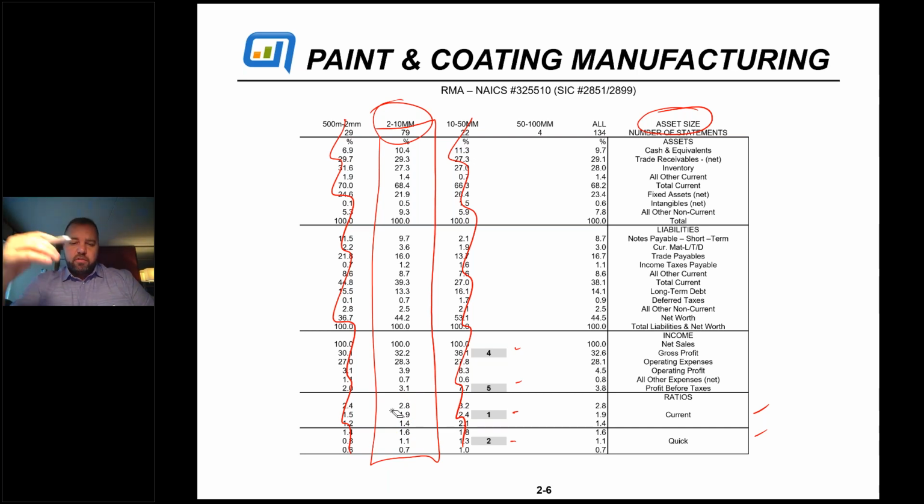Those are percentiles, right? Which means the upper 25% has a 2.8 or above. The lower 25% has a 1.4 or below. The average, the middle 50%, is about 1.9. So that's how you read it. If you see 3 numbers, that's what they're referring to.